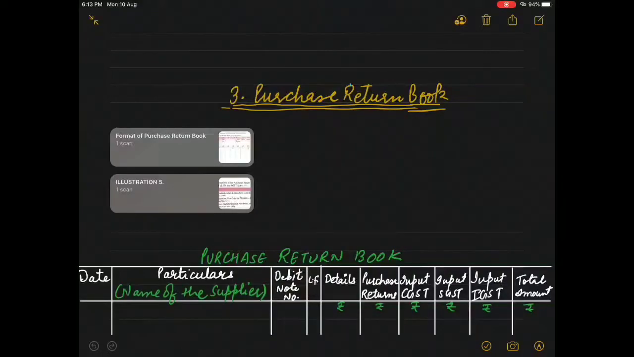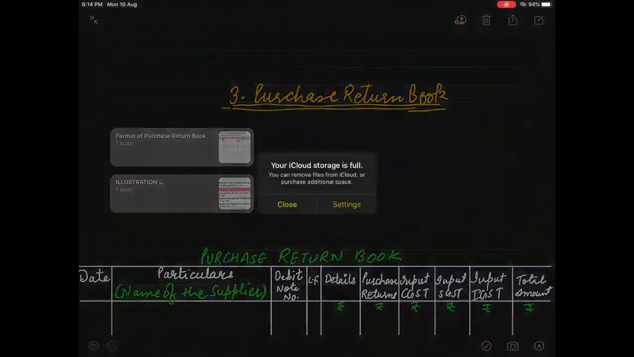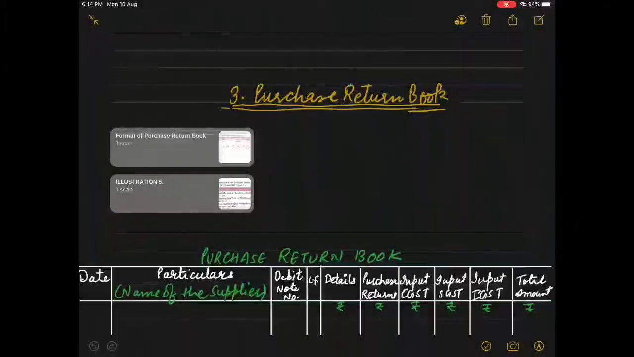Right? There may be various reasons for returning the goods to the supplier. When the goods delivered are not according to the sample, when the goods are not according to the order quality, when the goods are defective or have been damaged in transit, when the price charged in the invoice is in excess of the agreed price, when the goods have not been delivered in time. So there are several reasons when we return the goods to the supplier.